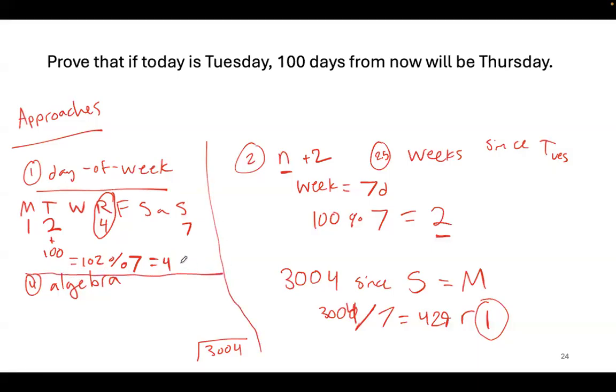I also see the number of weeks since Tuesday, which is a similar approach where you break 100 into the number of weeks and then leftover days. You get 14 remainder 2 as well. And then over here, we've got some algebra. We got 7n plus 2 equals 100. So you have the n plus 2 thing that I'm thinking about. Why do you have 7n?